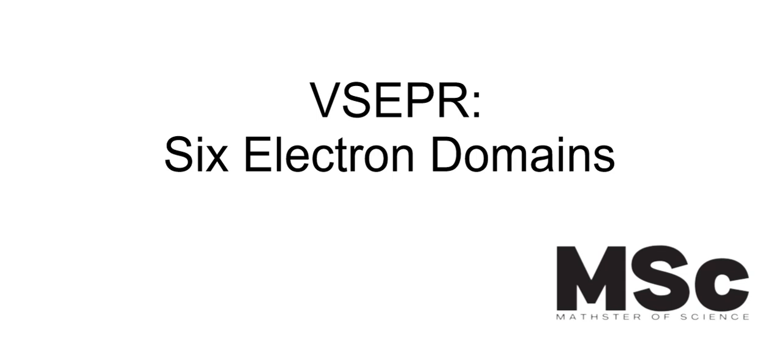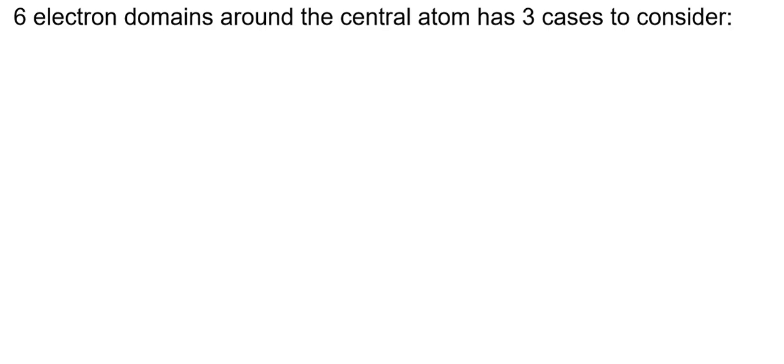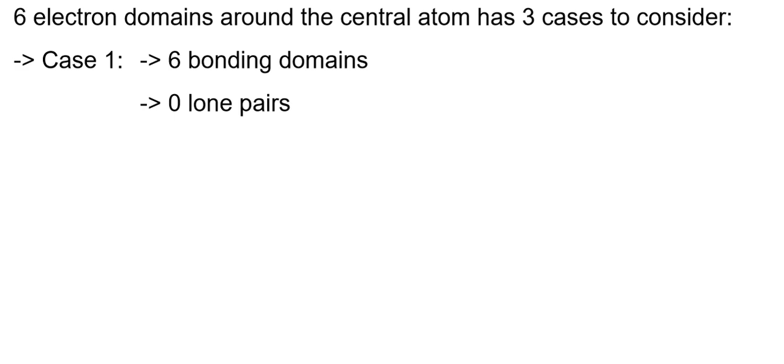In this video we're going to be looking at VSEPR theory where we have 6 electron domains. When we have 6 electron domains around the central atom, there's 3 cases we need to consider, and I will do one example for each of the cases. As always, the first scenario involves all the electron domains being bonding domains. I will do sulfur hexafluoride as this example.